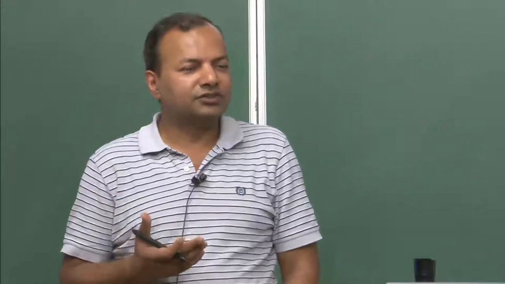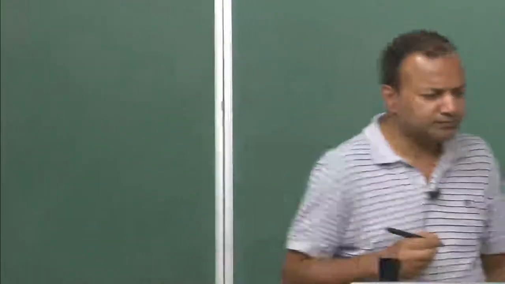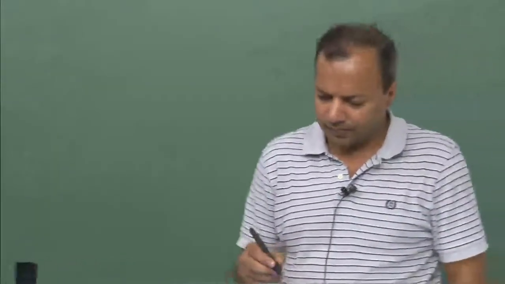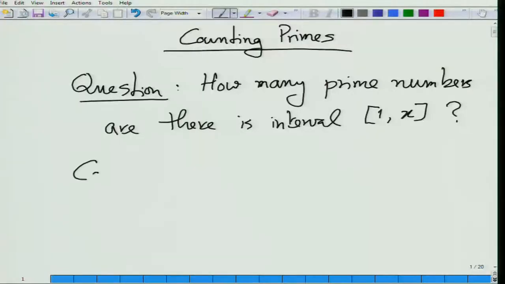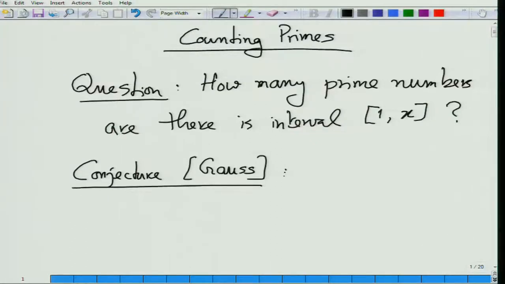made a conjecture. Well, it was made in some different forms by others also, but it was very specifically highlighted by Gauss.